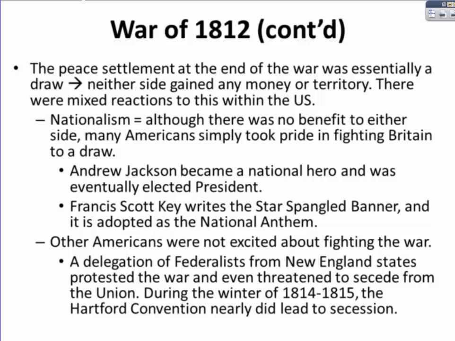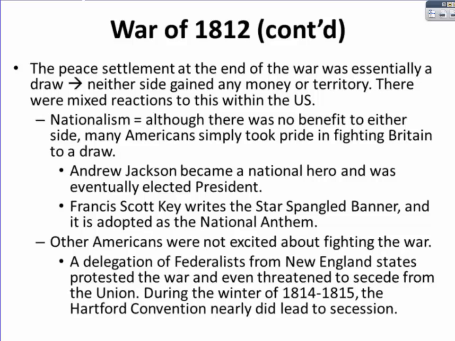Some people wanted us to keep fighting Britain and get the upper hand and demand something in a settlement. Others were more than happy to get out of the war. Nationalism. There's no benefit to either side, but Americans took pride in fighting off the British to a draw. We had defeated them in the American Revolution, and here we were defeating them again.